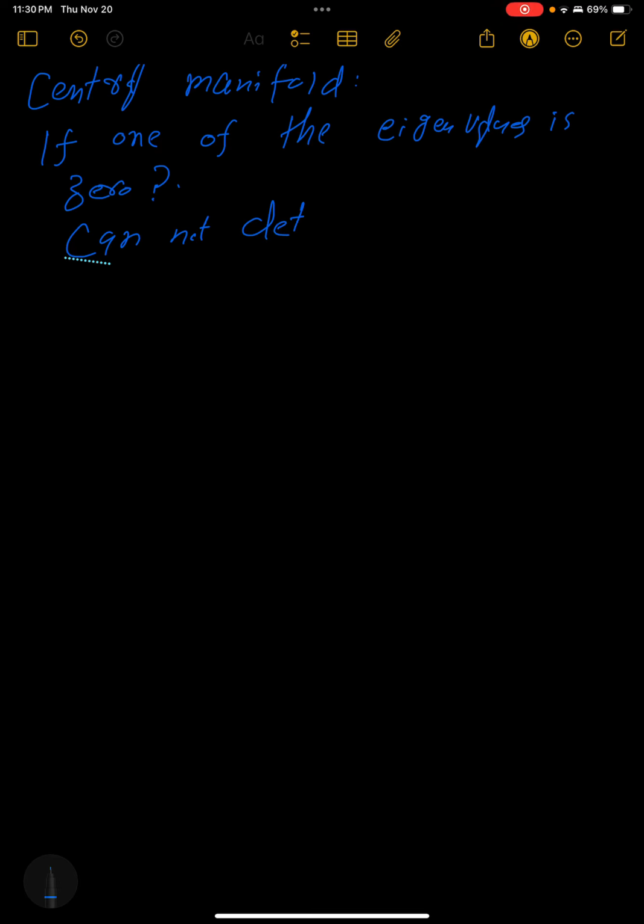So if one of the eigenvalues is zero, okay, we cannot determine the stability in this case.